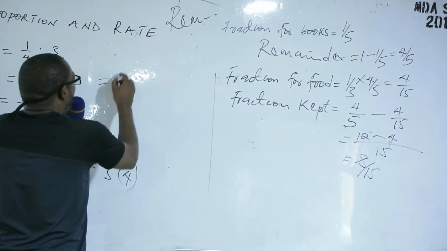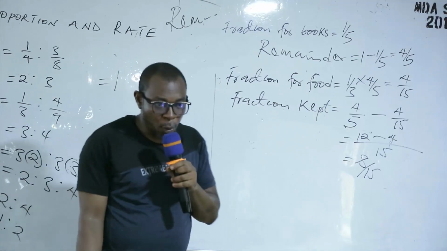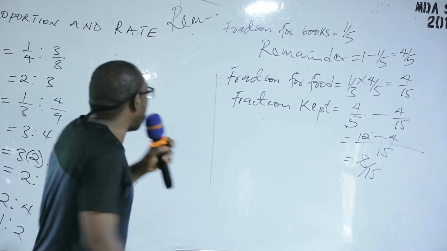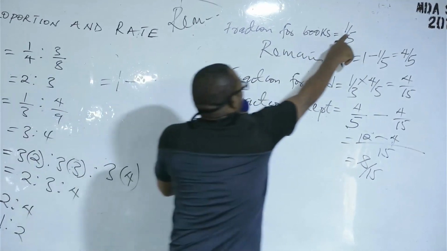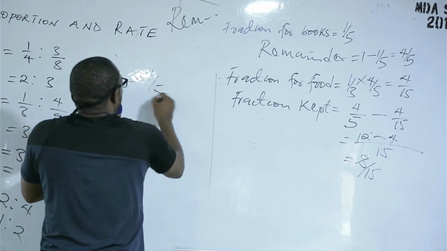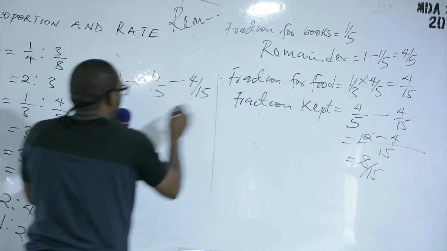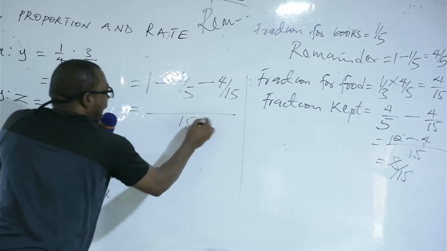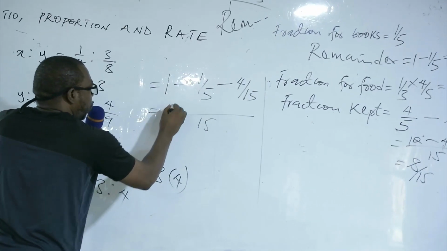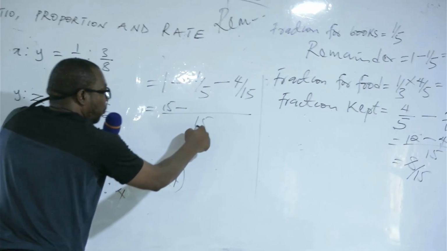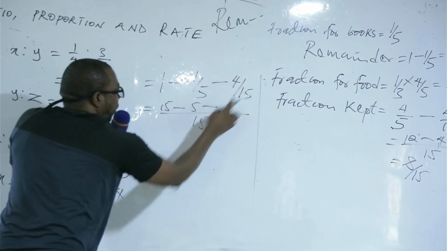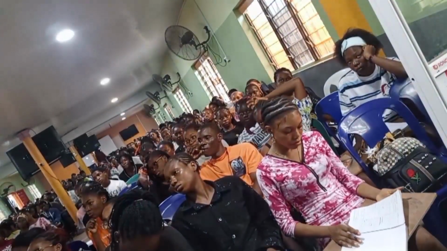But if you don't want to go there, we go down to where the man started from, which is 1. And the man spent how much? 1/5 and 4/15. What is my LCM? 15. 15 times 1 is 15, minus 3, minus 4, over 15.